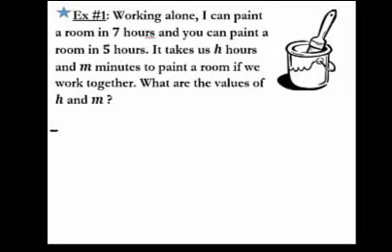So first example, working alone, I can paint a room in 7 hours, and you can paint a room in 5 hours. So it takes us h hours and m minutes to paint a room if we work together. So we want to know how long, right? What are the values of h and m? We want to know if we work together, how long would it take us?